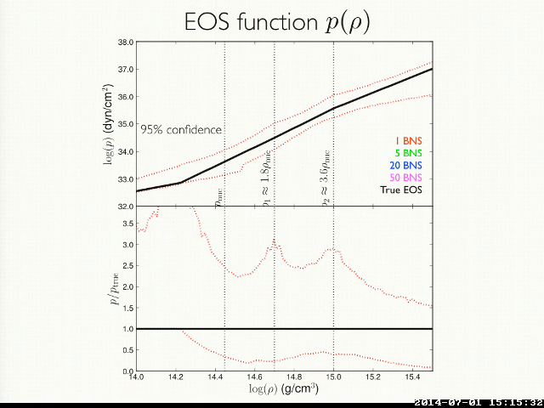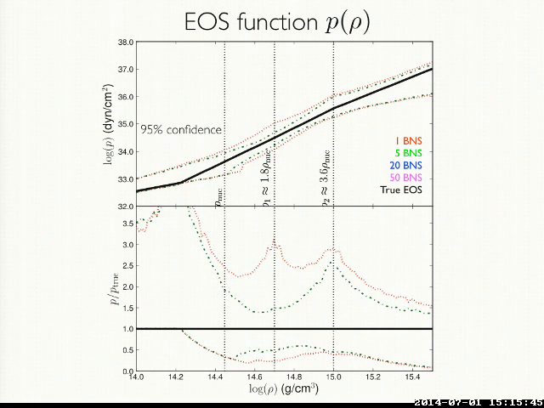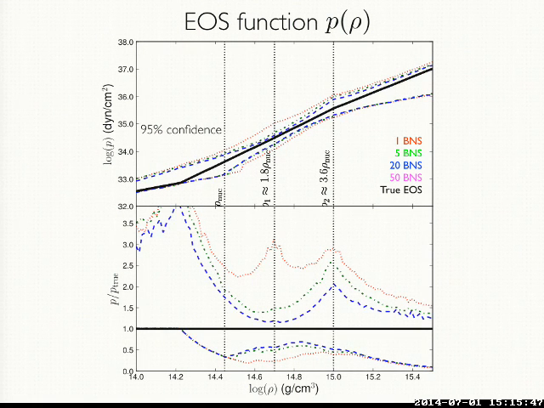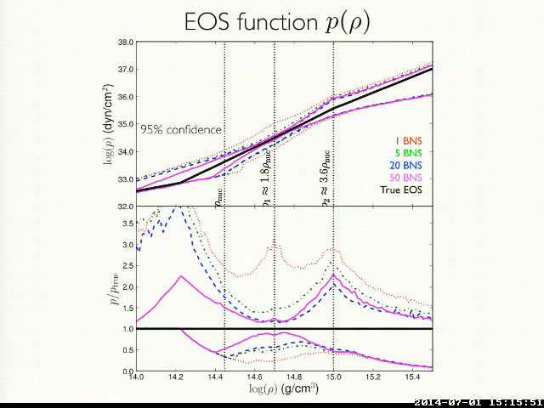And then this is the error, the pressure over the true pressure as a function of density. With a single event, you can only measure this to about a factor of 2 or 3. With 5 events, the errors get smaller. With 20 events and then 50 events, they get quite a lot smaller. And these bumps are just because this is an old simulation, so it didn't quite converge, but I've repeated this and it smooths out.